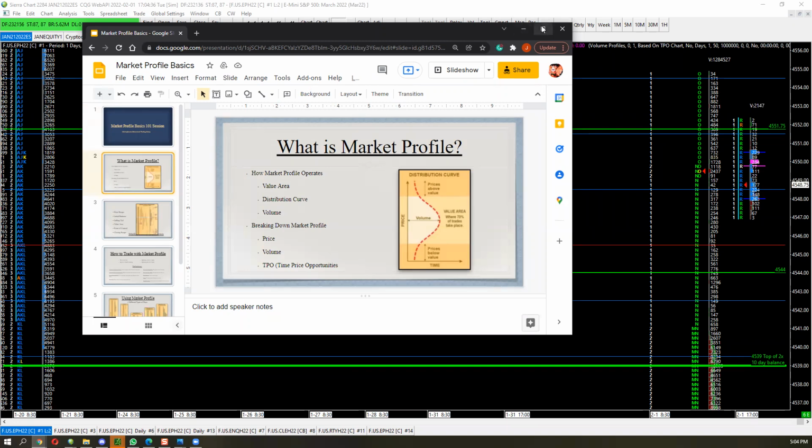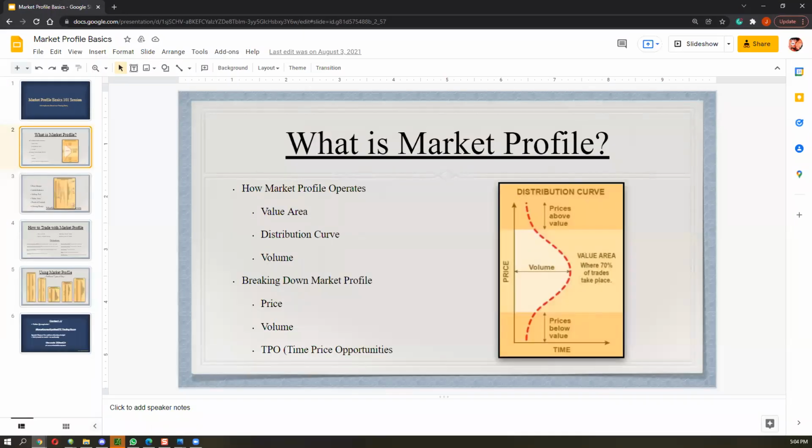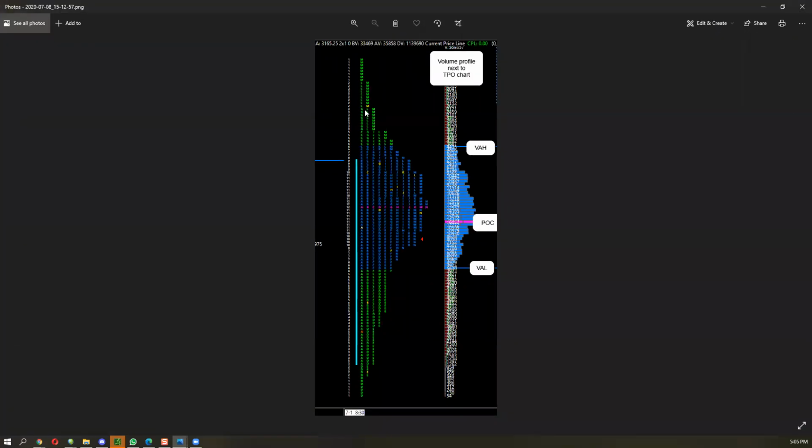Now, I'm just going to go through this really quick. The value area is where 70% of the volume takes place, the trades or the time. We look at volume and time. So my charts are going to look like this. The blue area is the value area. That's where 70% of the volume takes place. This is the actual volume profile, which shows where the recorded volume takes place.